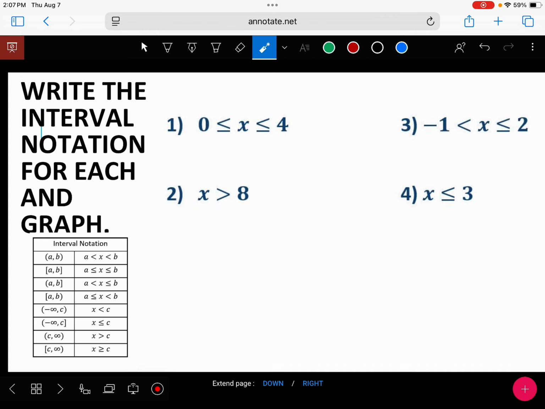Okay, so for number 1, this interval starts at 0 and it ends at 4. The 0 is equal to, and so is the 4. So both sides would get a hard bracket, and that's it. That's how you write that in interval notation.